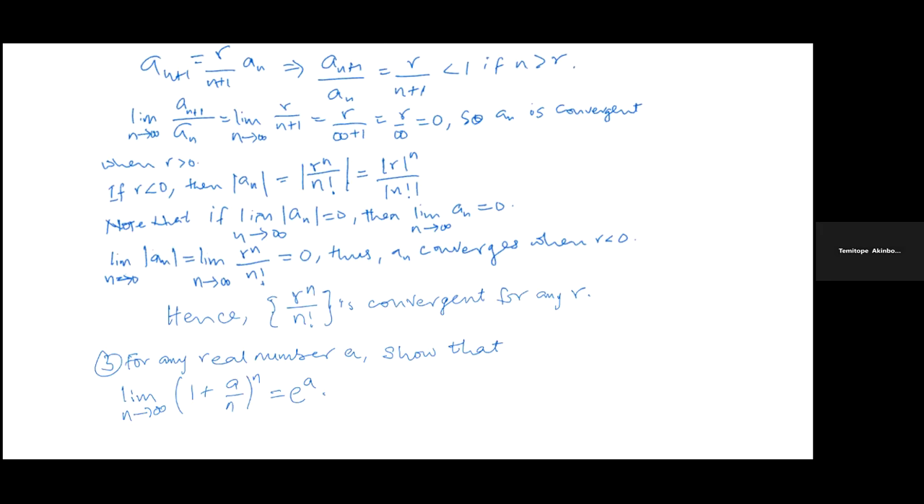Now, we have considered 3 scenarios: when R is 0, when it is greater than 0, and when it is less than 0. So you can see that in the three cases, the sequence tends to 0 when n tends to infinity. So in each case, it converges. So we can now conclude that the sequence R raised to power n over n factorial is convergent for any R.